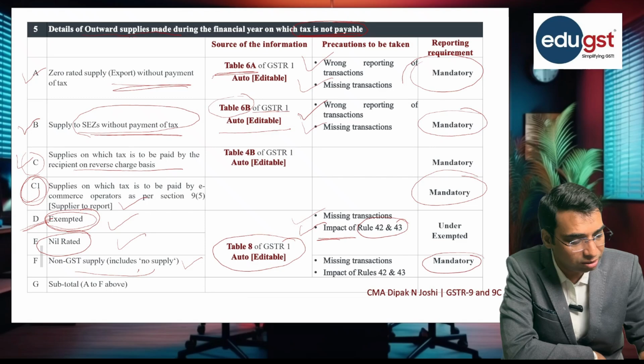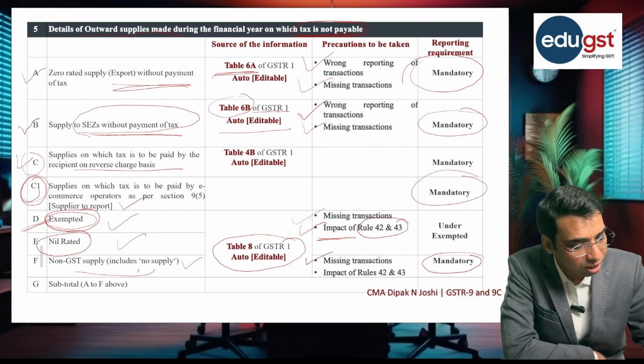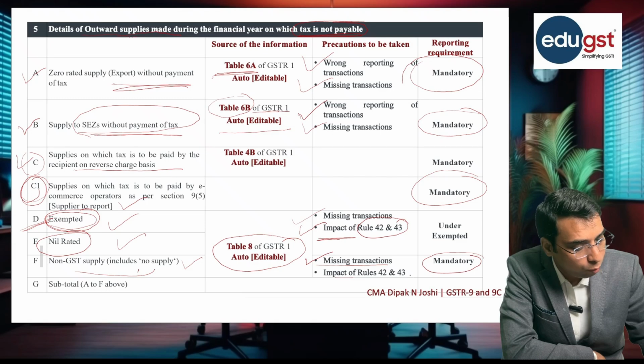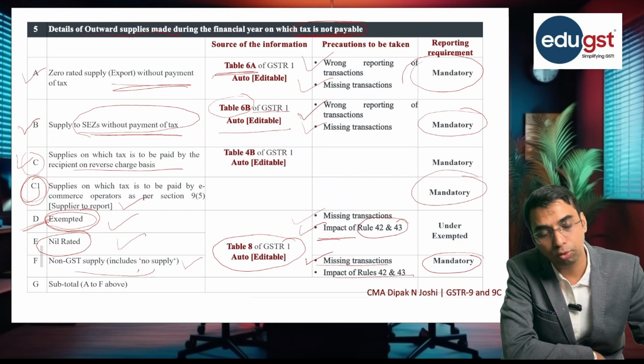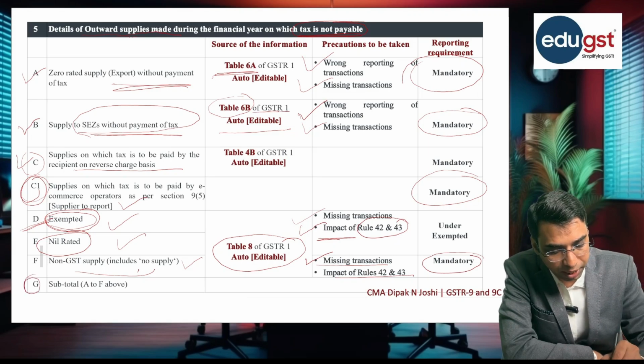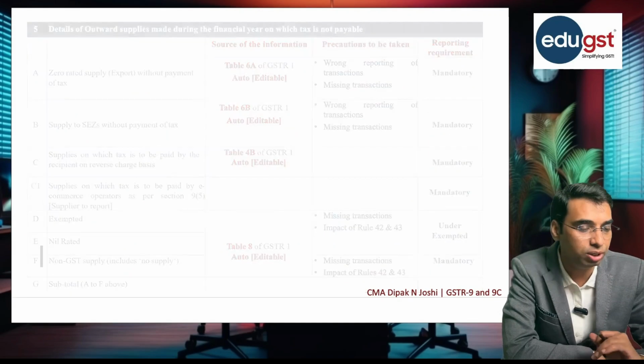Again, in case of non-GST supply also, you are required to see the cognizance of missing transactions and Rule 42 and 43. वो भी आपको इस case में देखना है. So total of table number 5A to 5F will be auto populated in table number 5.